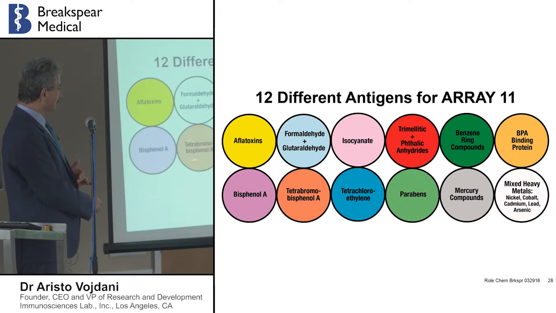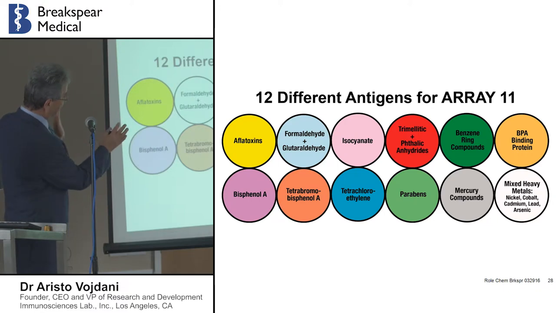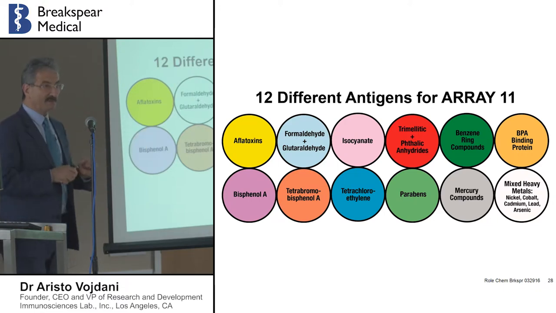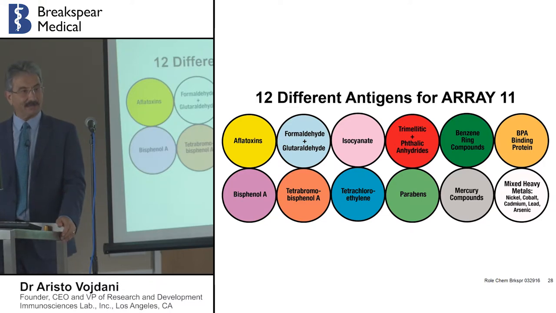Tetrabromobisphenol A, tetrachloroethylene, parabens in cosmetics, mercury and other heavy metals, and there are some other chemicals that we are looking at as well. But this article was about these 12 different chemicals, which are part of Array 11 at Cyrex Laboratories.